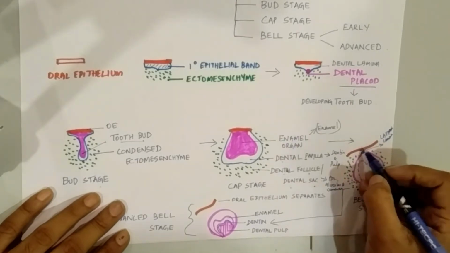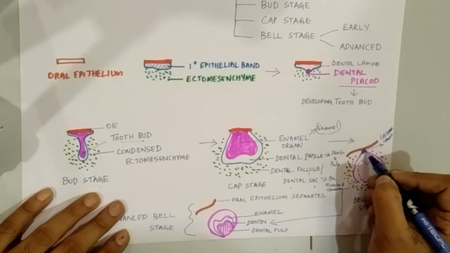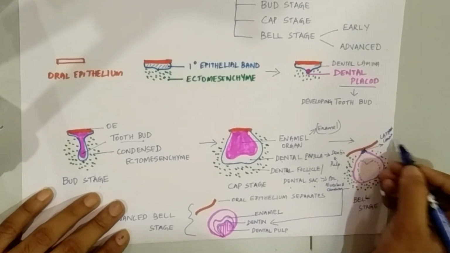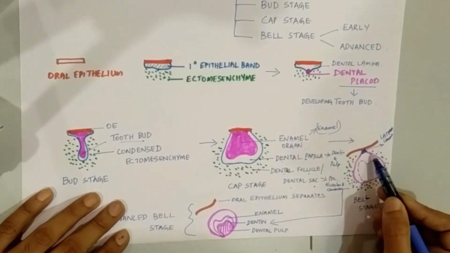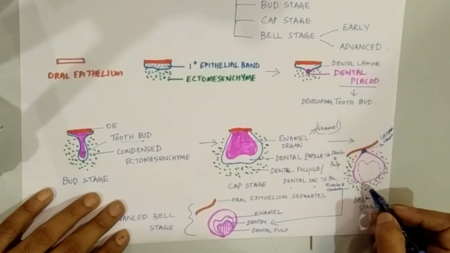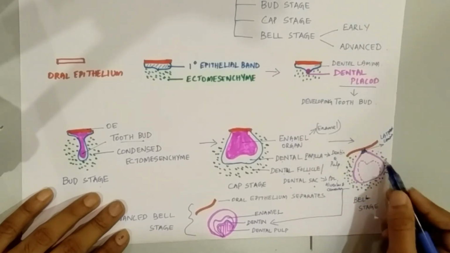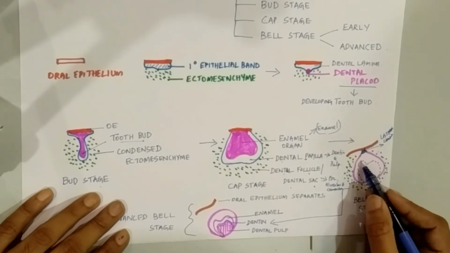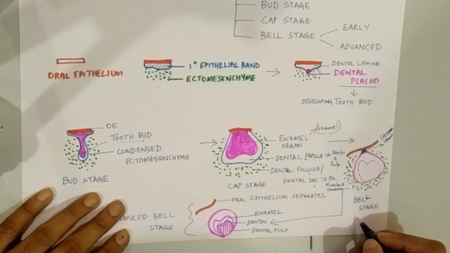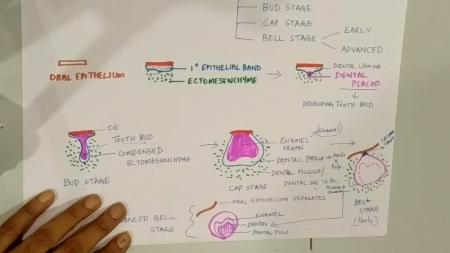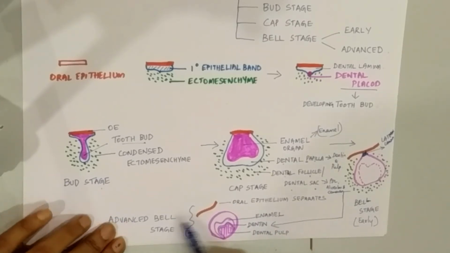The next stage of tooth development is characterized by the separation of oral epithelium by lateral lamina from the tooth germ. During this stage, the crown of the tooth assumes its final shape, that is the morphodifferentiation, and the cells that make the enamel and dentin of the crown get histologically differentiated. This is the early bell stage. Because the enamel organ comes to resemble a bell, it is called the bell stage.